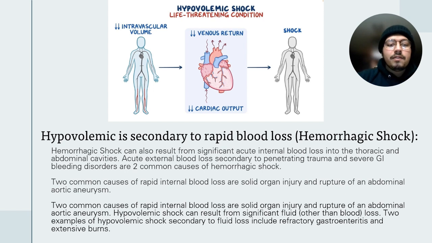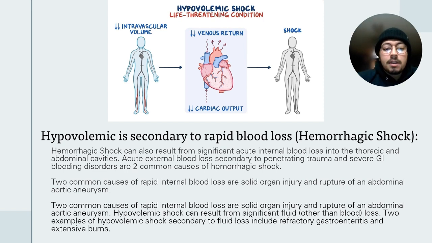So to note, hypovolemic shock is secondary to rapid fluid loss or blood loss. This in turn turns into a hemorrhagic shock. To delve a little bit deeper into hemorrhagic shock, it can also result from significant acute internal blood loss, especially in the thoracic and abdominal cavities. It can also result from acute external blood loss secondary to penetrating trauma, and severe GI bleeding disorders are two common causes of hemorrhagic shock.